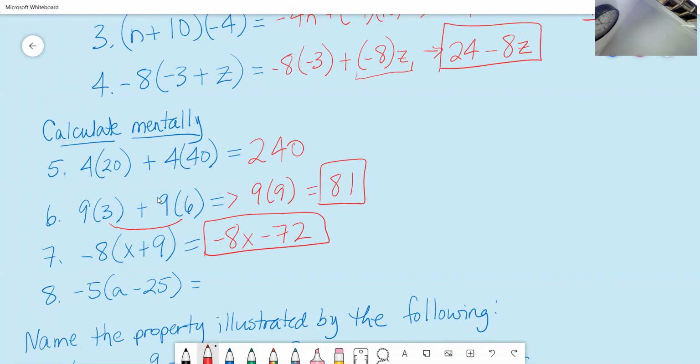And then negative 5 times a minus 25. All right, use your brain cells here. Come on, guys. So negative 5a is the easy part, right? So 5 times 20, we know is 100, because 5 times 2 is 10, throw an extra 0 in there, it's 100. 5 times 5 is 25. So 5 times 25 is 125. Now, in this case, you have a negative times a negative. So this is plus 125.